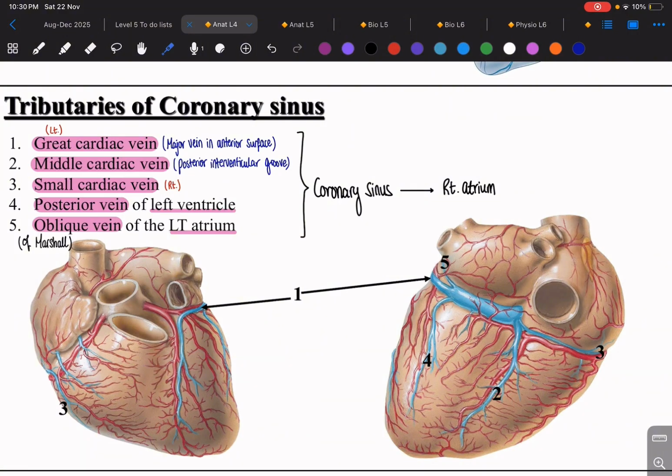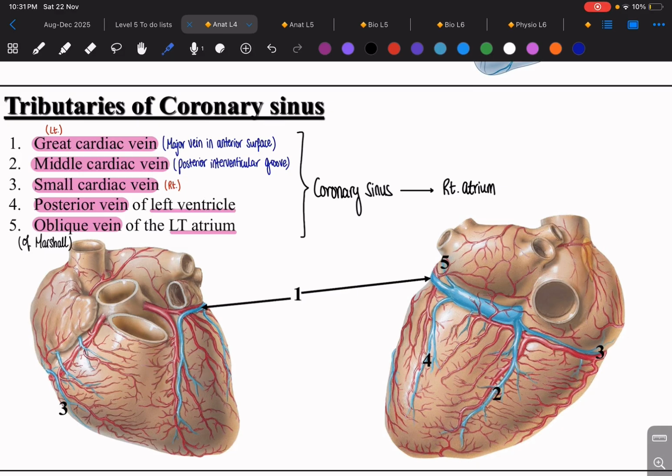We said the left pumps blood to the whole body, so that's why it needs more blood supply. So remember that the one on the left, which needs a lot of blood supply, is the great cardiac vein. Whereas on the right, because the right is smaller and doesn't need as much, we put the small cardiac vein. So on the right we have the small cardiac vein, on the left we have the great cardiac vein, and in the middle we have the middle cardiac vein.